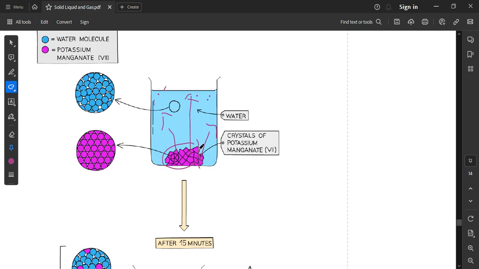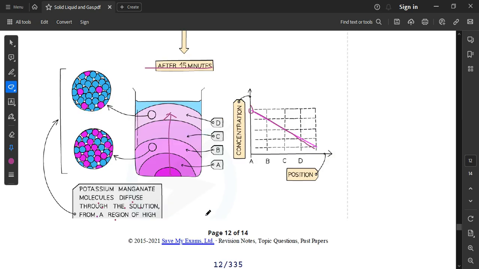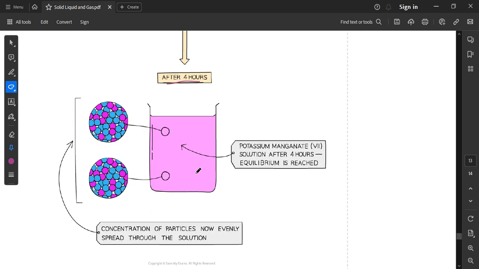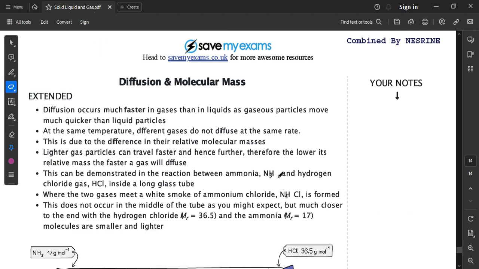Okay, so this was after 15 minutes. After 4 hours it shows that the potassium manganate has completely dissolved in the water. So the concentration of particles is now evenly spread through the solution. Equilibrium is reached.